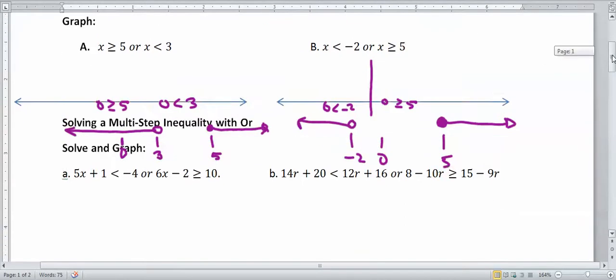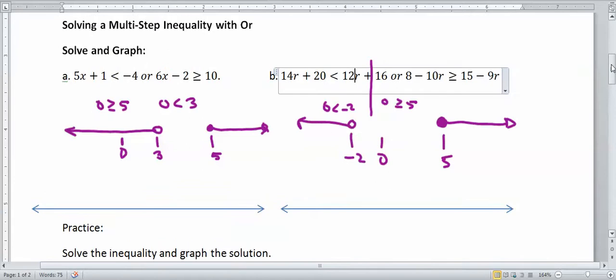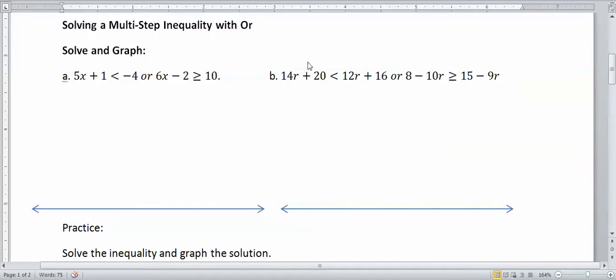Okay, so solving multi-step inequalities with OR, I'm actually going to do example B. Now on your paper, example B has 14r plus 20 is less than 12r, or 14r plus 16. I want you to change that to 12r. We don't want it to be 14r. Okay, so change that to 12r. Didn't want to waste paper.